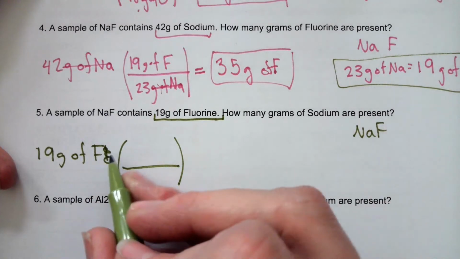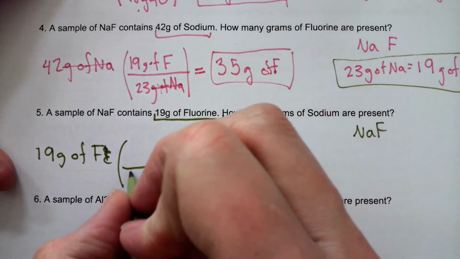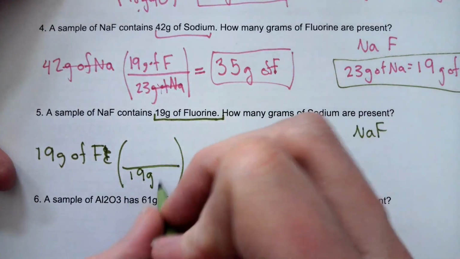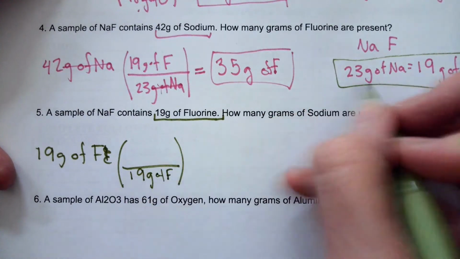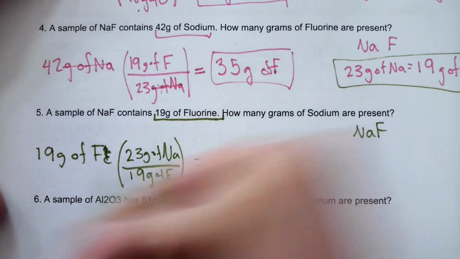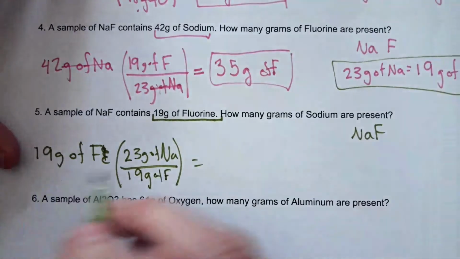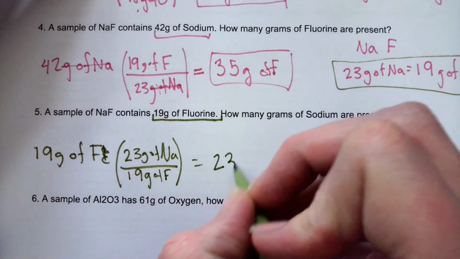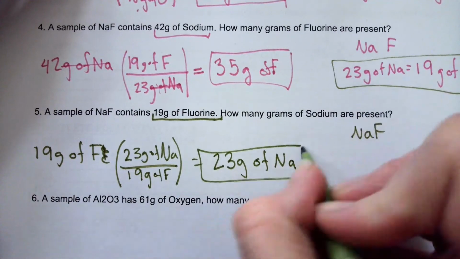So this time, however, I start with fluorine and I want to get to sodium. So this time I want fluorine on bottom. So I'm going to put 19 grams. Oh my goodness, I magically ended up with 19 grams. Alright, 19 grams of fluorine is equal to 23 grams of sodium. This one's going to be silly because the 19 also crosses off. And even if you took 19 times 23 divided by 19, you're obviously going to get 23 grams of sodium. I just picked random numbers.